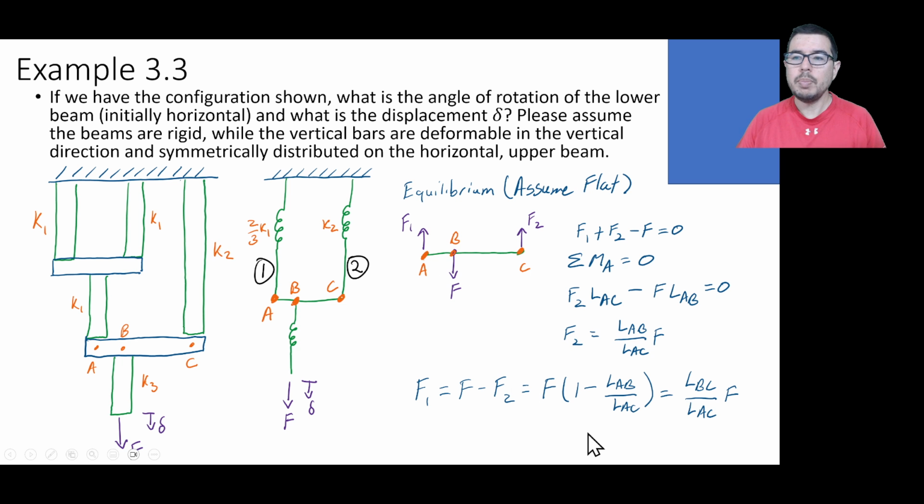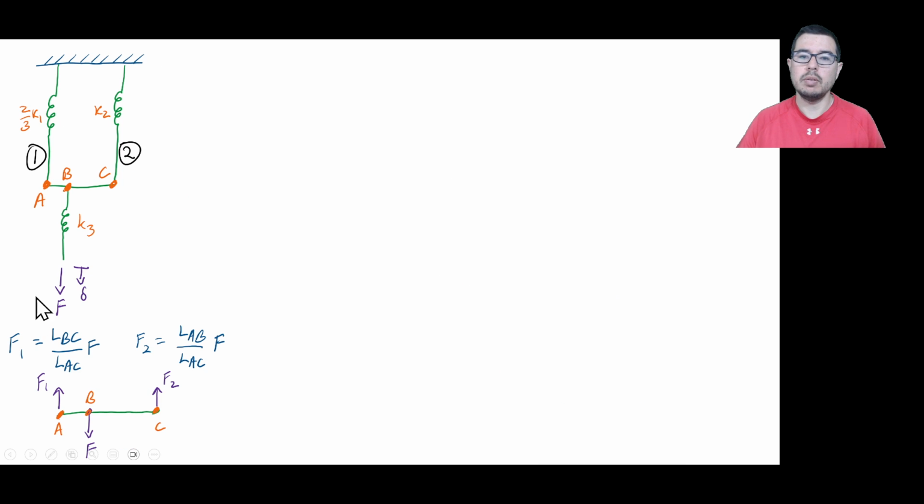Let's go ahead and copy this information onto a new slide, like we see here. And we're going to now take a look at what is occurring with the rotation of this beam and how it's ultimately going to affect the displacement that we have at the end of the bar that has a spring coefficient of K3.